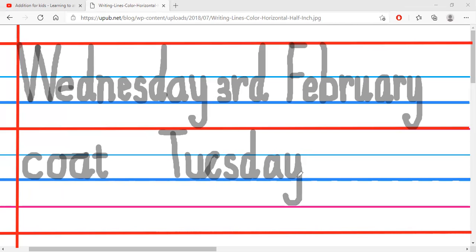So we have Tuesday. Today we've written the date, Wednesday, 3rd February, and we've written the word coat, and the word Tuesday. Now, coat has the O sound in it, and Tuesday has a UEU sound. Now, I want you to practice from now on to write the day, the number of the day, and the month as well. In all of your books, I want to see you writing the full date. And as I said, next day we will write 2021.